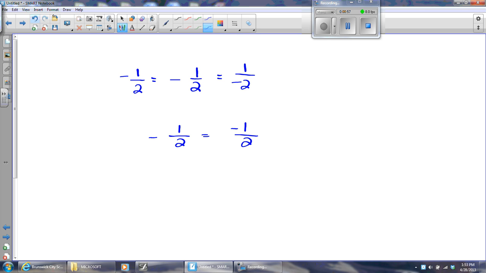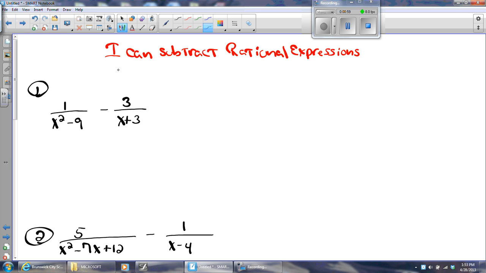So let's get down to it. I just changed the negative up to the numerator and put a plus in between. Now it's just like the homework we were doing. So I'm going to factor my denominators whenever possible. X squared minus 9 is going to factor as x plus 3 times quantity x minus 3.